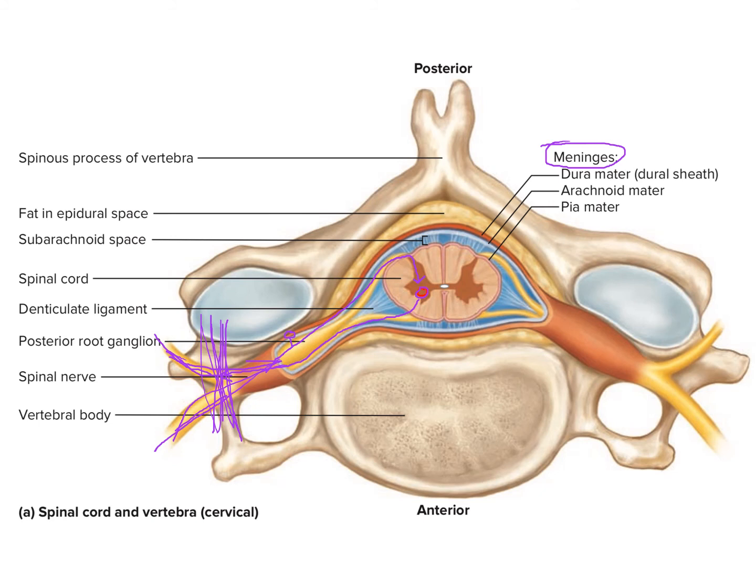Dura is more outside, arachnoid is in the middle, and pia is a very intimate lining of the central nervous system. And then you also have some fat in the epidural space. Why epidural? Because it's outside of the dura, which is the most outside lining. Outside, you have this epidural fat, which offers a little bit more of a cushion in case you fall or you just move around.